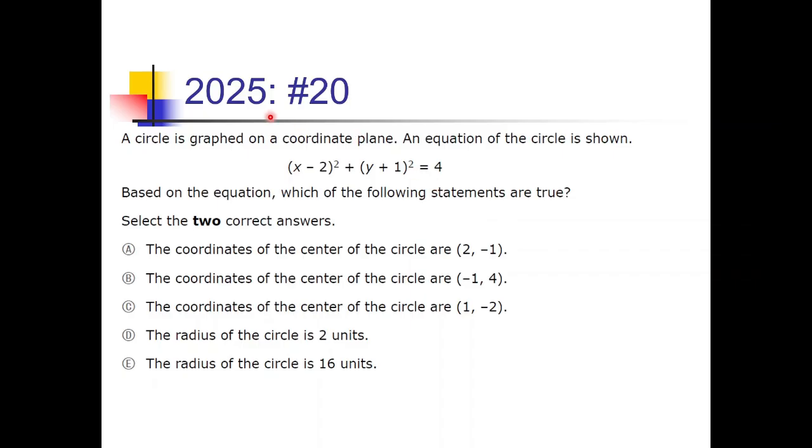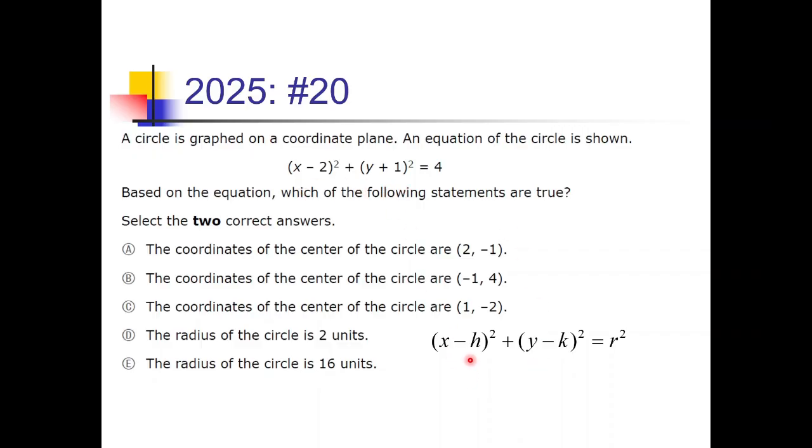For this problem, we have a circle being graphed on a coordinate plane, and the equation of the circle is shown right here. X minus 2 squared plus y plus 1 squared equals 4. We want to know which of these two statements here are true. So it's good to remember the general formula for a circle. X minus h squared plus y minus k squared equals r squared. H and K give us the center, and R is the radius for something in this format.